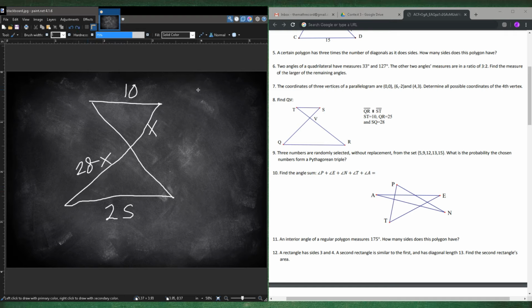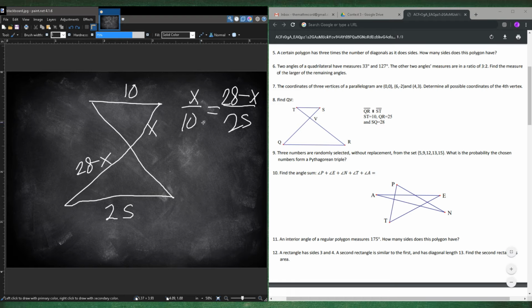So we know they're similar, so we have X divided by 10 is equal to 28 minus X divided by 25. Since they're vertical angles, these have to be the same. Actually, let's call these angle A. Then we know these are parallel sides, so this angle has to equal this angle, and this angle has to be equal to this last angle. Since we know the triangles are similar, we could use proportions.